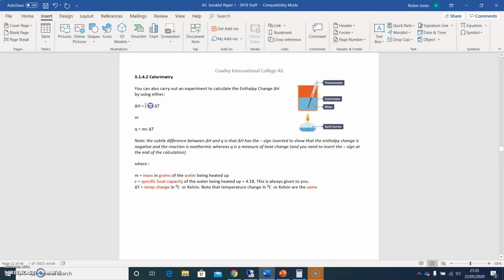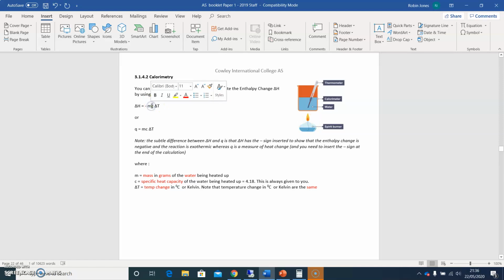M. What's M? M stands for mass. Now, lots of people get this wrong. The mass is nothing to do with the mass of the burner. Never, never, ever. It's to do with the mass of the water that's in the beaker. So M is the mass of water that's in your beaker. Nothing to do with the mass of the fuel that's being burnt. We'll get to that in a bit.